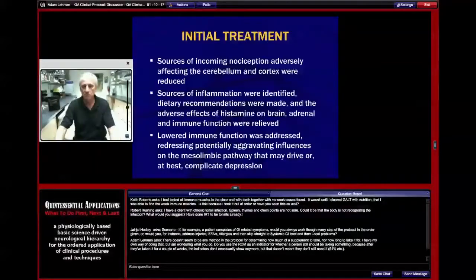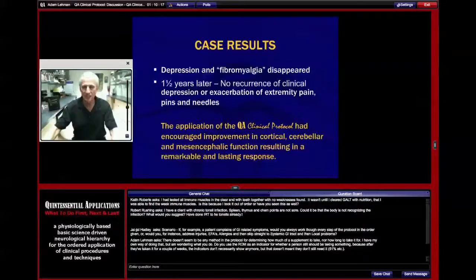And so sometimes depression or anxiety are driven by immune system dysfunction, and when we treat the immune system and relieve, after we've treated sources of incoming nociception, the impact of this imbalance in the mesencephalon, we relieve those mesolimbic pathways and thereby relieve the influences on the depression, if not that which drives it totally, that which complicates it. So that's what we did physiologically. So what were the results?